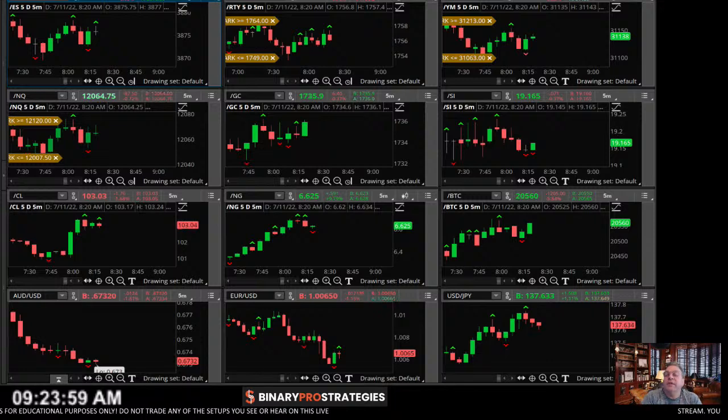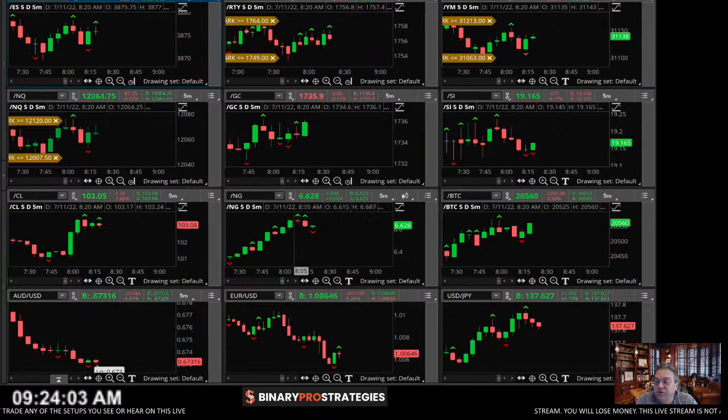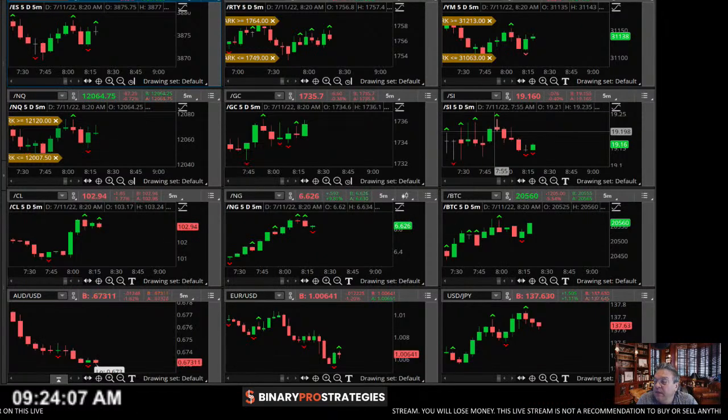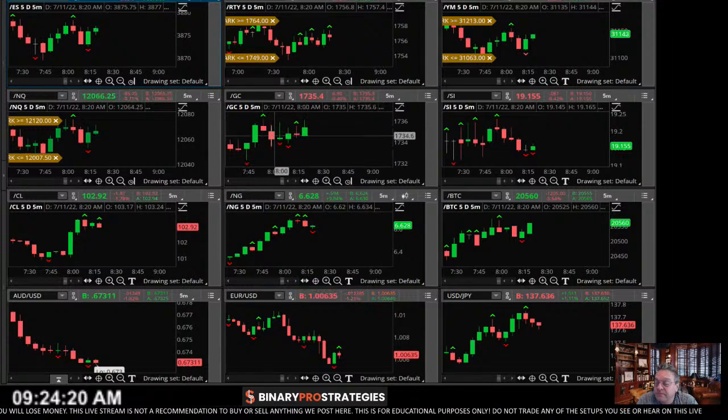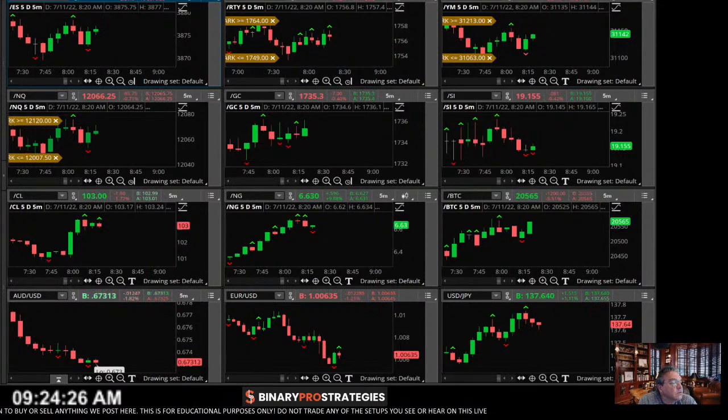You have a little double buy over here. See these two little green carrots? Just double buy on the natural gas. That's only a 5-minute trade. Possible double short coming up on the silver. I really don't trade those for the metals. I prefer to trade the currencies. Sometimes I'll even take some of the indices on these doubles.